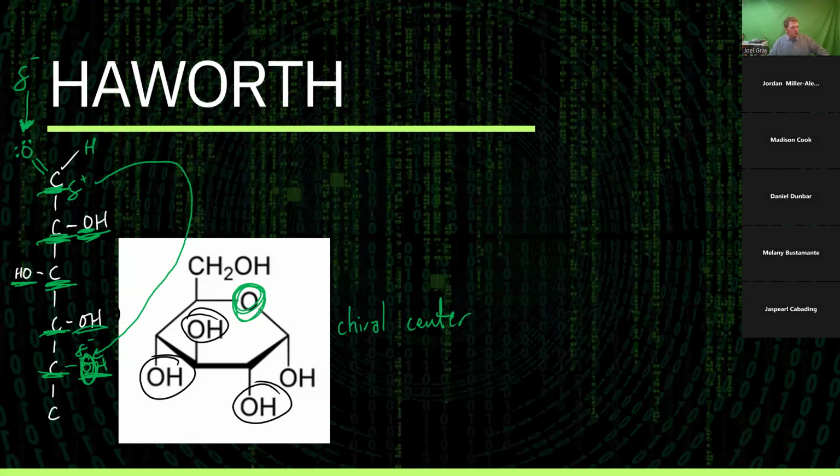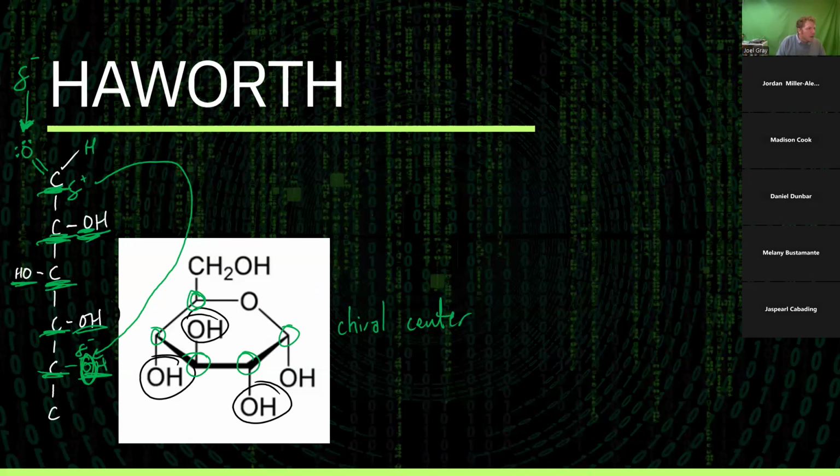Now, in the linear structure, we've got 4 chiral centers. When we cyclize, let's talk about this. This is a chiral center. Nothing changed there. That's a chiral center. That's a chiral center. So we've got 3, and this is still a chiral center. But what about this? That's a newly formed chiral center. So our cyclic form of glucose has a total of 5 chiral centers.